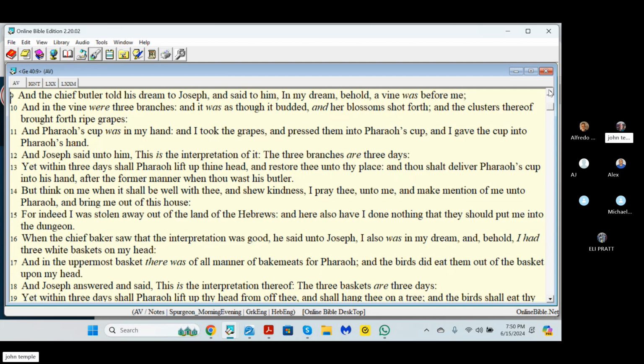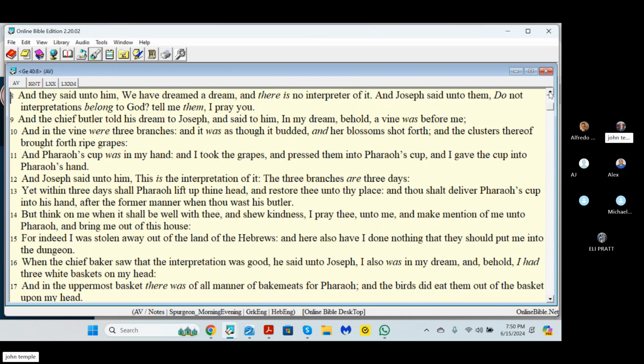And Joseph interprets it. And he says, "The three branches are three days. And within three days shall Pharaoh lift up thine head and restore thee unto thy place, and thou shalt deliver Pharaoh's cup into his hand after the former manner when thou wast his butler." And of course he says, please don't forget me, and he does. But the poor baker got his head chopped off.